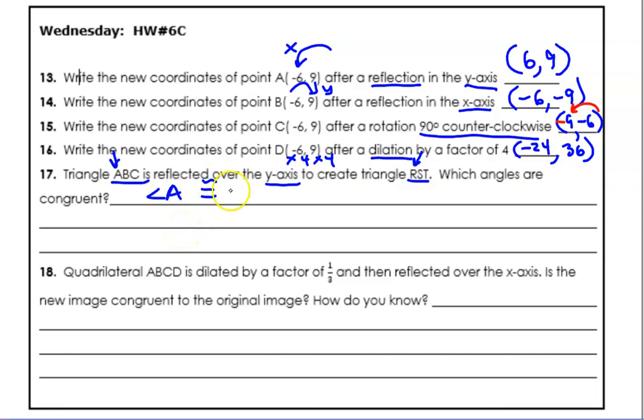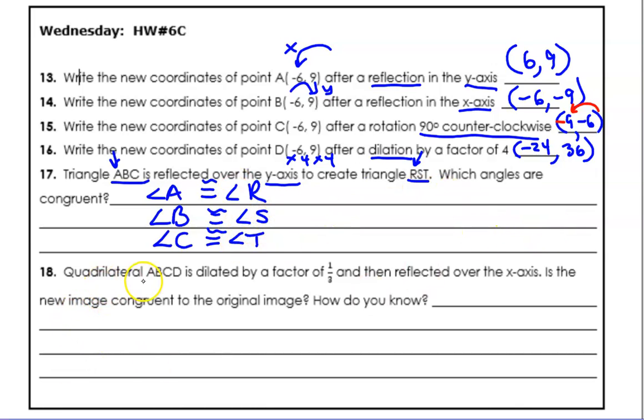That's how we write it in math. Angle A is congruent to angle R. Angle B is congruent to angle S. And angle C is congruent to angle T. And that's how you write it.